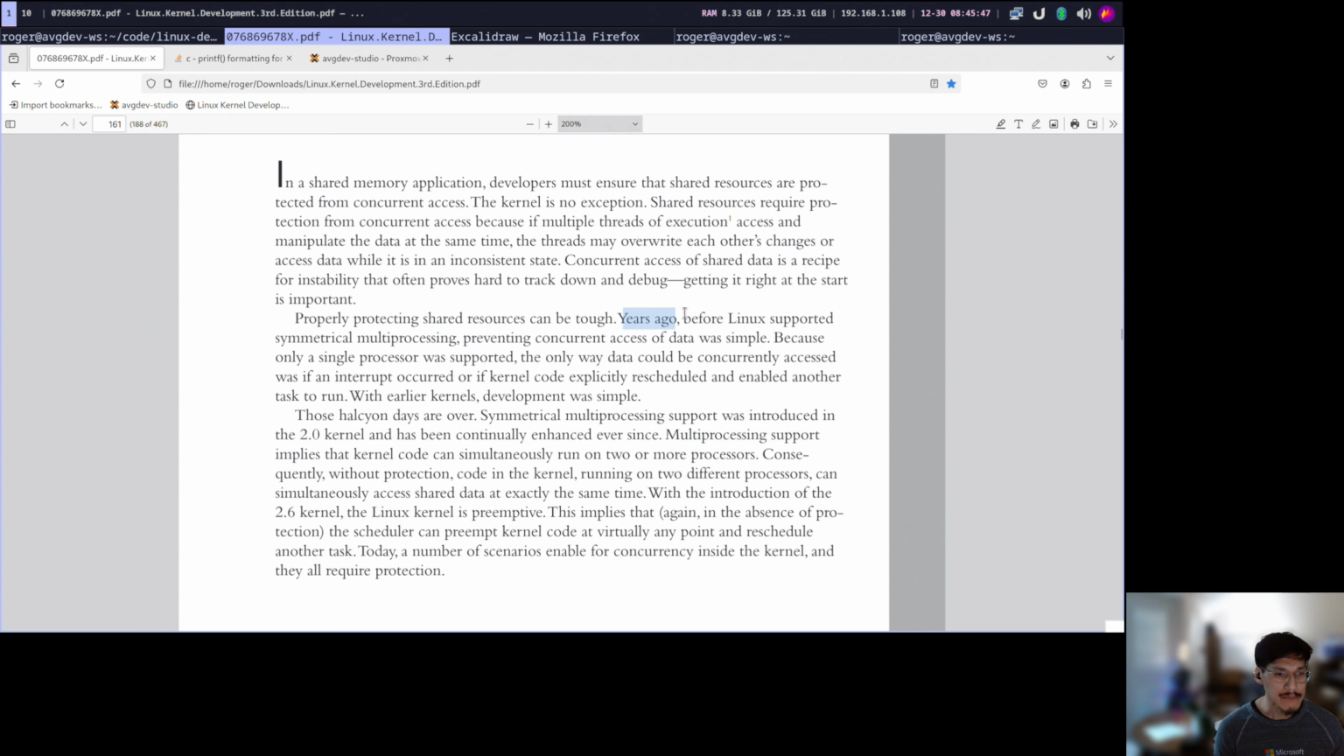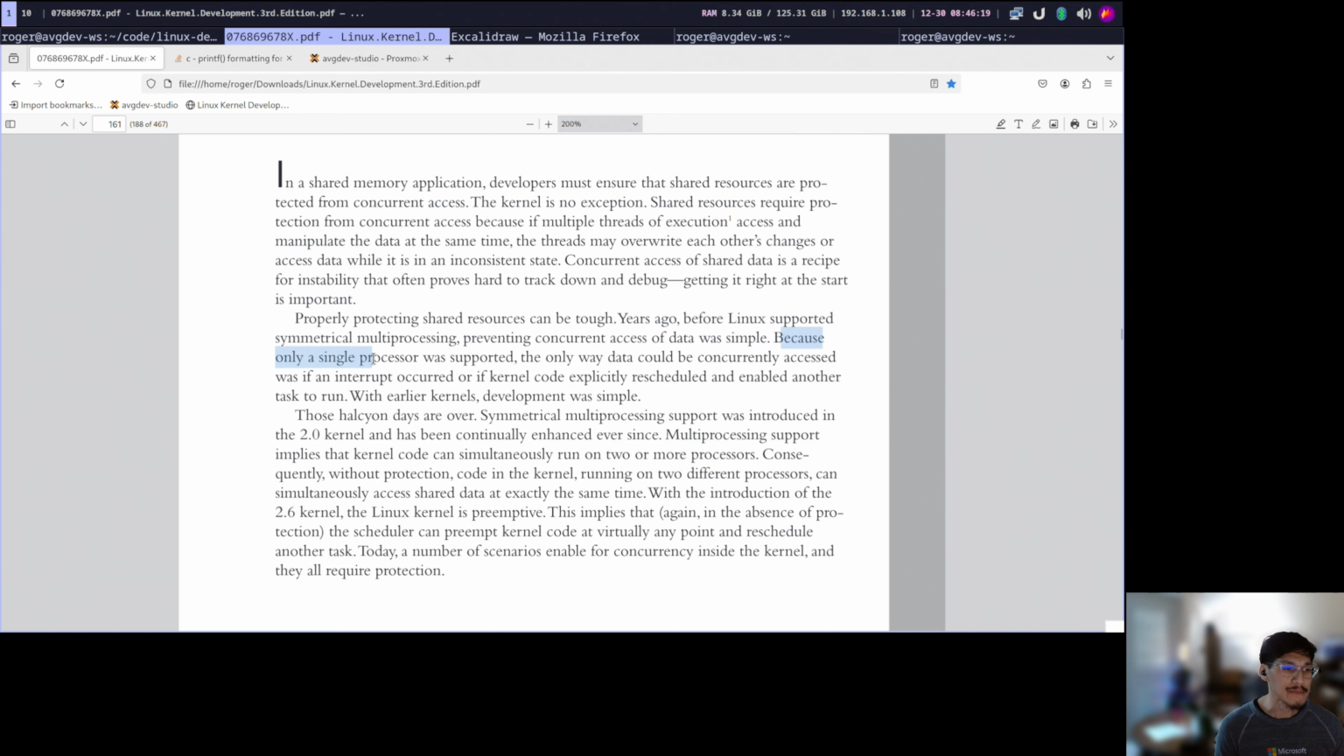Years ago, before Linux supported symmetrical multiprocessing, which is SMP, preventing concurrent access of data was simple. So at some point in history, Linux didn't support SMP. When programmers were writing code, they didn't have to worry about this concurrency thing. Everything was always single threaded in this case.